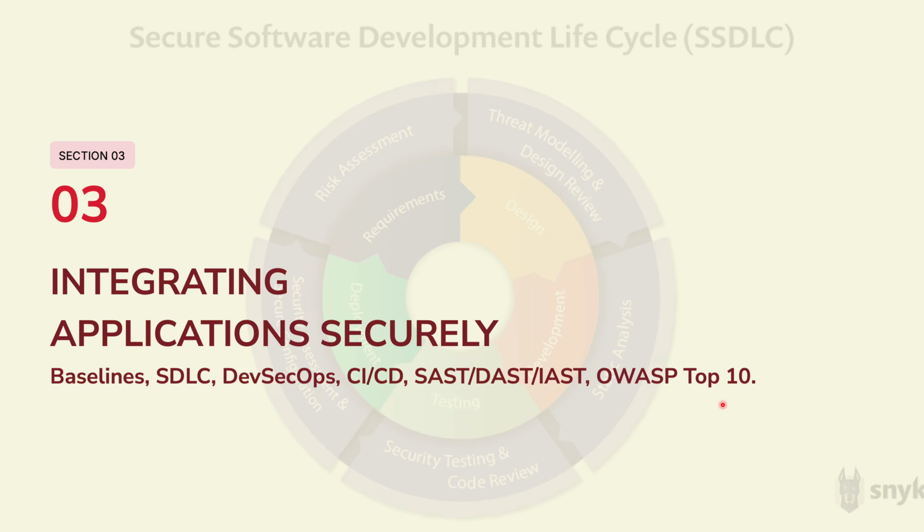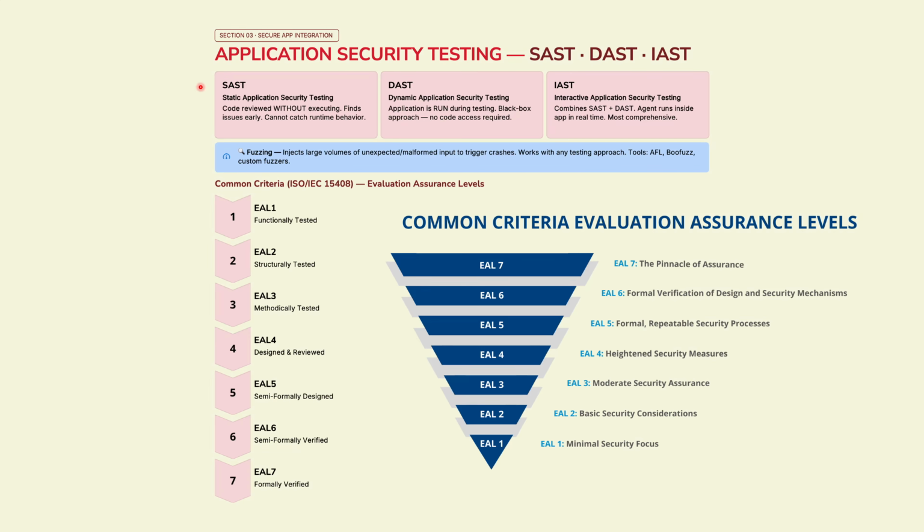Okay, so let us start with the three primary application testing methods, so you can understand the difference between those three. Let's start with the first one, static application security testing. Static application security testing analyzes source code without executing it, making it ideal for early detection during development. That's the shift left principle. However, it cannot detect runtime vulnerabilities, such as authentication flaws or race conditions.